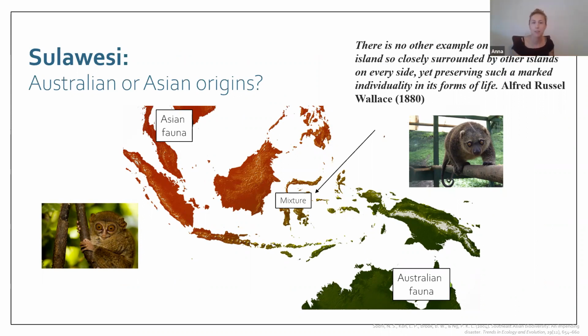So he stated that there's no other example on the globe of an island so closely surrounded by other islands, yet preserving such a marked individuality in its form of life. And so this is largely because Sulawesi has remnant taxa from Australia, such as the cuscus, which is a marsupial and is found in Sulawesi, but isn't found on the really close neighboring island of Borneo, or the kind of opposite trend where there's tarsiers in Sulawesi that are closely related to other Asian fauna, but those taxa aren't found on nearby islands that are more similar to Australian fauna. So it represents this really interesting kind of endemic pool of diversity that is distinct in that it has this kind of mixing pot of diversity.